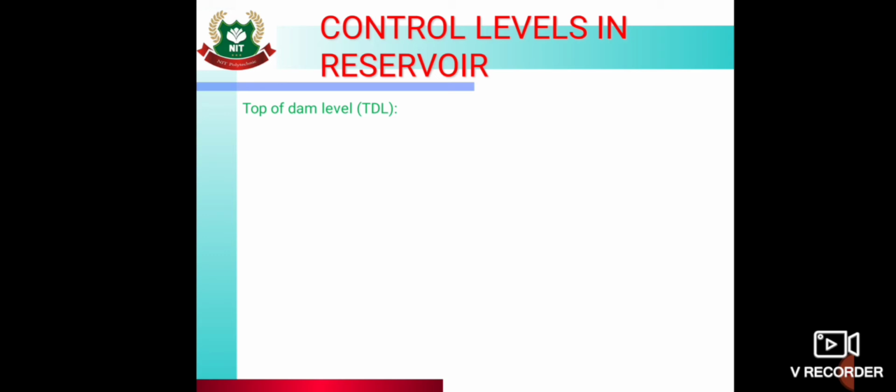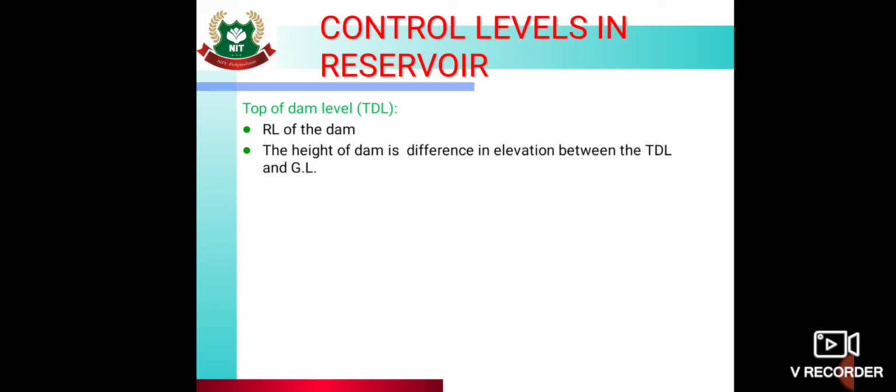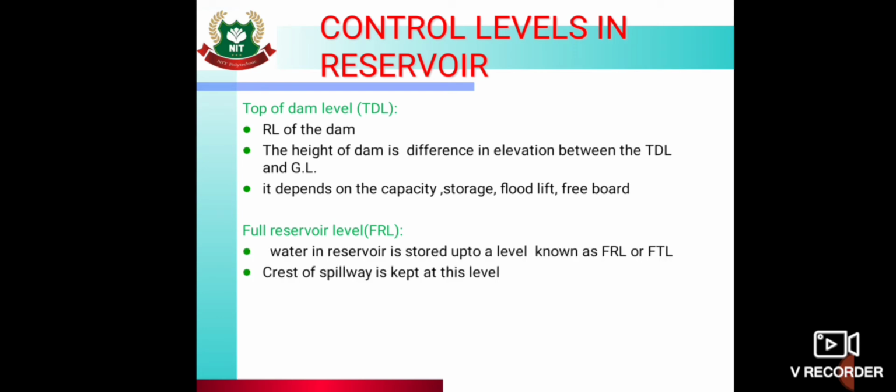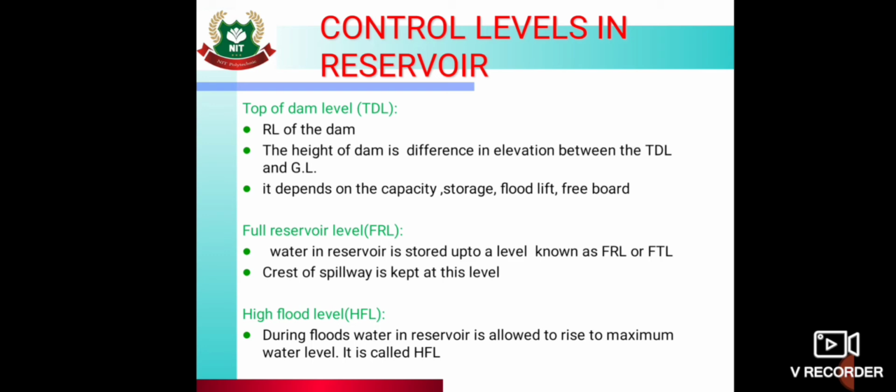So first is top of dam level. So it is RL of the dam. So height of dam is the difference in elevation between the top of dam level and ground level. So it depends on the capacity, storage, flood lift and freeboard. Then full reservoir level: water in the reservoir is stored up to a level known as full reservoir level. So crest of spillway is always kept at this level. Then high flood level: during floods, water in reservoir is allowed to rise to a maximum water level. It is called high flood level.